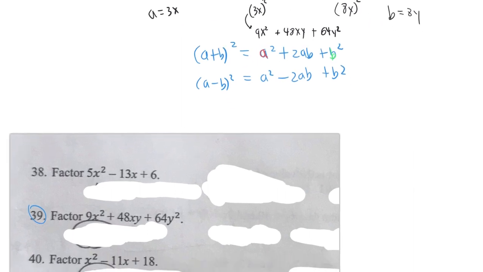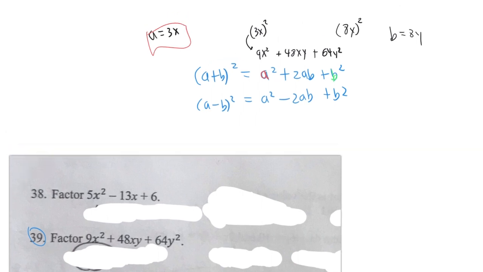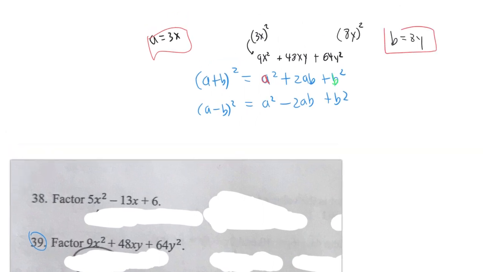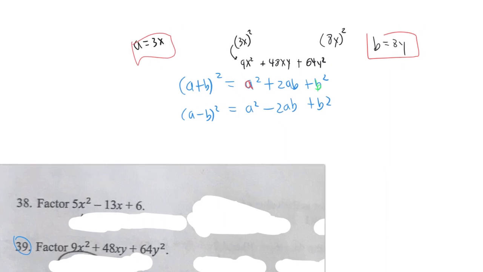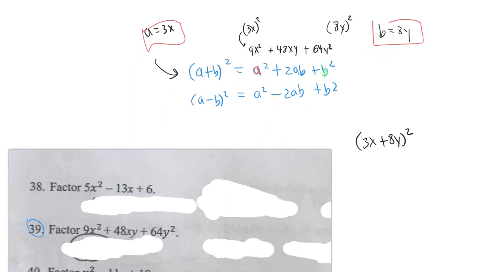So then the rest is easy, because now that we have our a and our b, you could just plug your a and b into this structure. So we're going to try that. Maybe the way to factor this whole thing is to just say a plus b squared. Well, that would be 3x plus 8y squared. Now, that should be the answer.